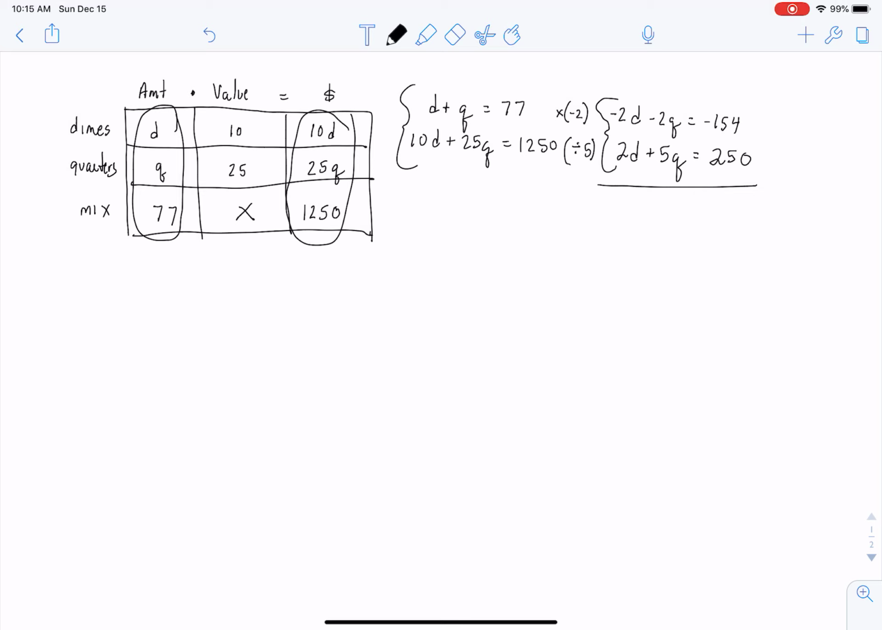So now there's our two manipulated equations, and I can add them to use elimination. So -2d and 2d is 0. -2q and 5q is 3q. And then 250 minus 154 is, what's that, 96, right? And then we divide by 3, and we get q equals 32. And the question said how many quarters are there, so we don't even need to go and solve for dimes. So now we just write our answer, 32 quarters.